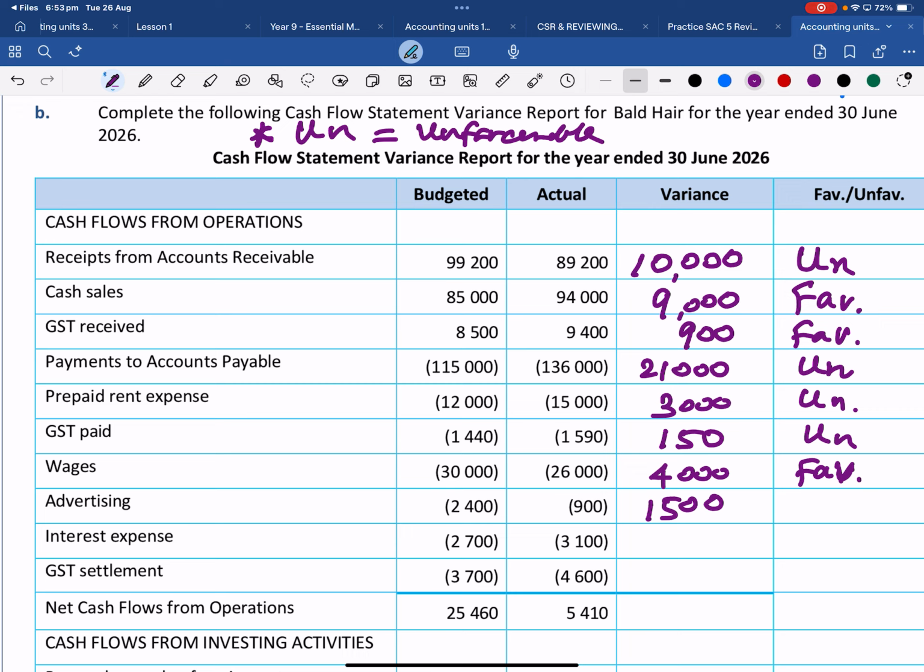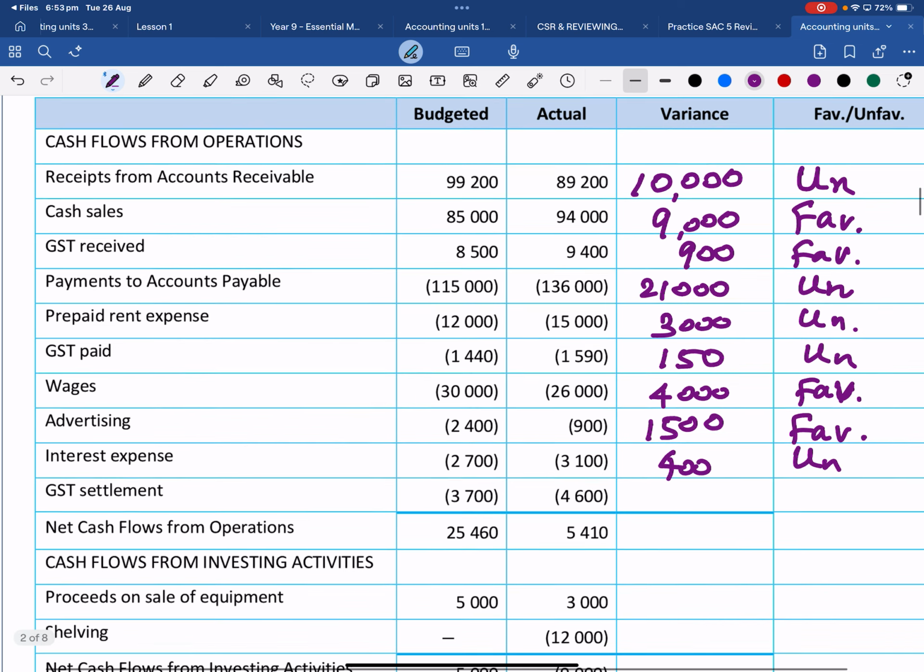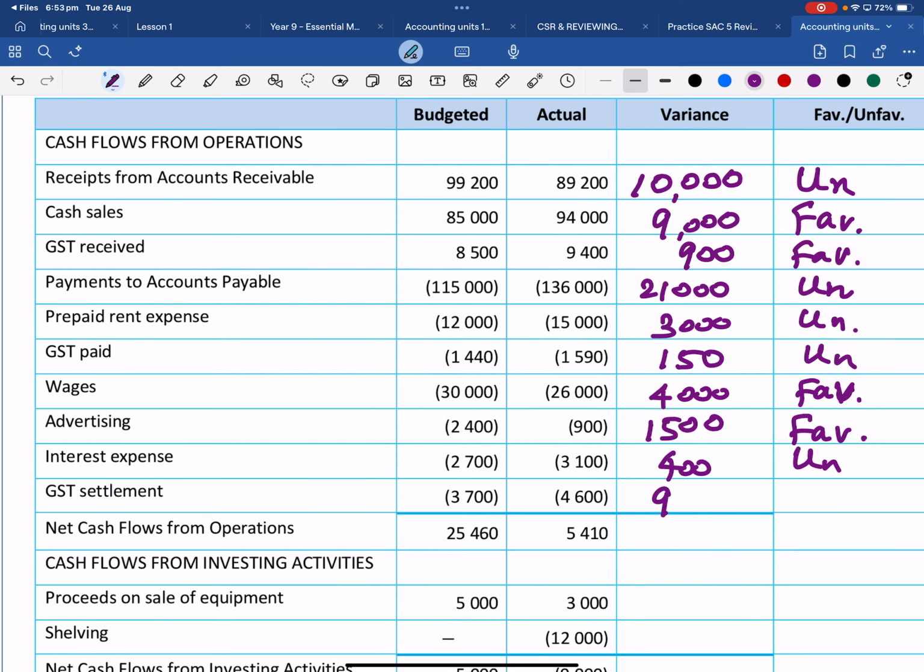Good, bad? Good. Favorable. Why? You save money on that. We are paying less than budgeted. Good. Interest 400 on GST 900. Yes, unfavorable. And why? Because you're paying more than what we paid.